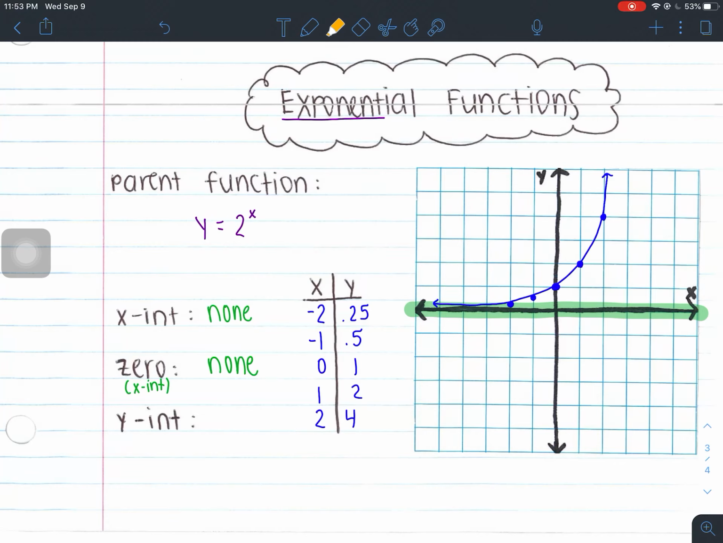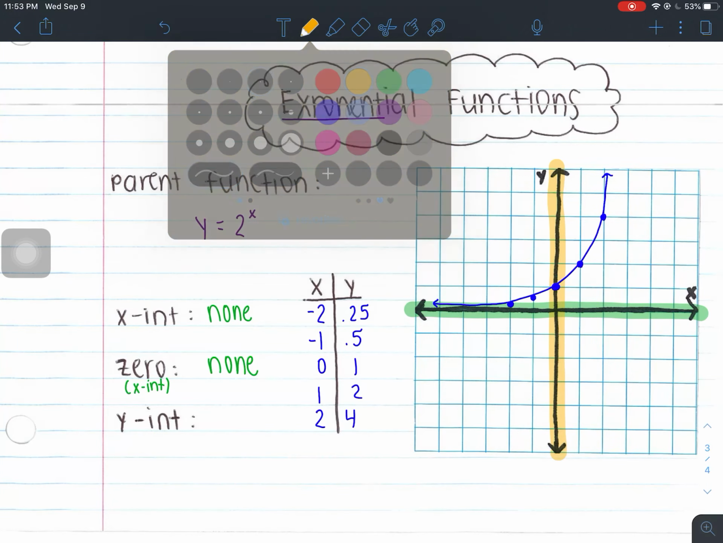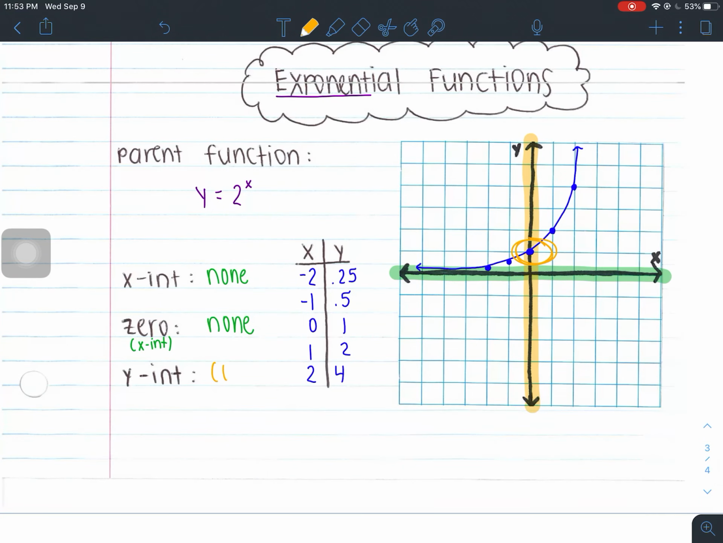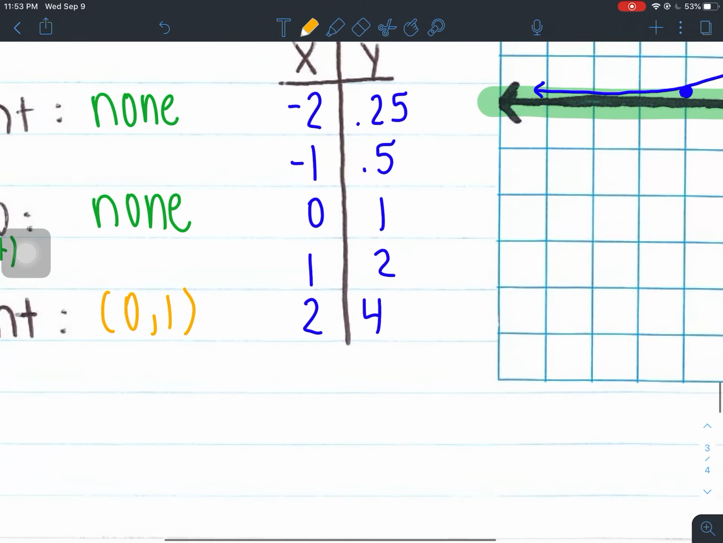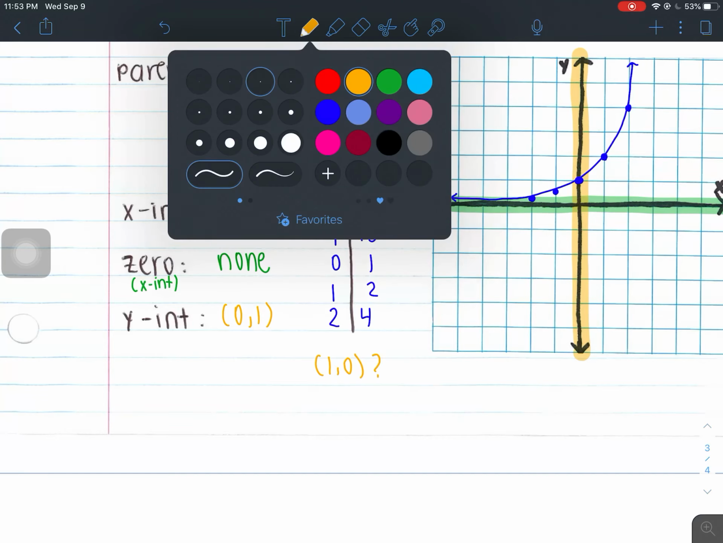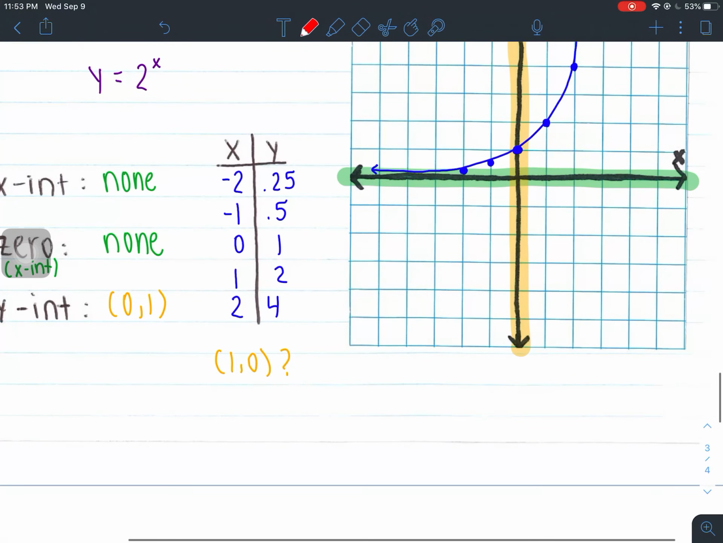Next thing I'm asked to find is the y-intercept. That is where my graph crosses the y-axis. Well, if I look down my y-axis, it crosses my y-axis at a point. It crosses it right here at the point 0, 1. Now, let me ask you something. Is that different from the point 1, 0? That is yes, because where is 1, 0? 1, 0 is going to be to the right 1 and then up and down 0. So that point is right there.